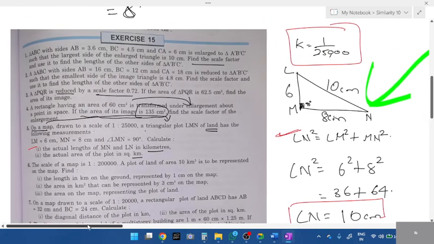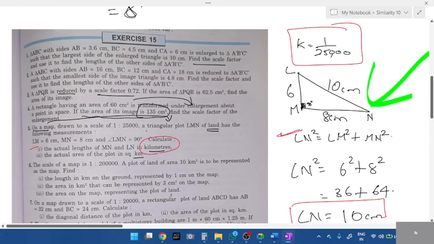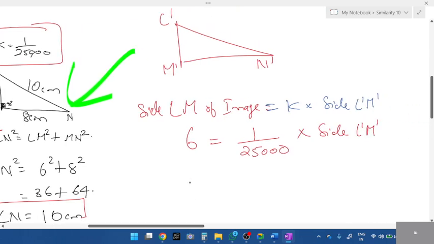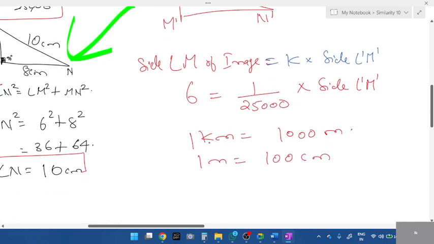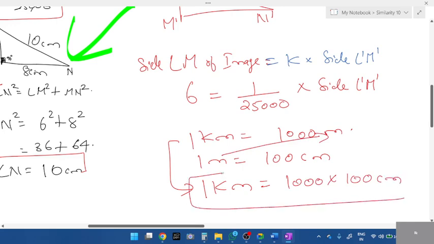What have they asked us to find? Centimeter or kilometer? Kilometer. So the conversion is, look here, 1 kilometer is equal to 1000 meters, and 1 meter is equal to 100 centimeters. Now we need to convert kilometer into centimeter. So 1 kilometer, look at this formula, is equal to 1000, in place of this 1 meter, students, multiply into 100. This is the answer for the 1 kilometer and centimeter concept.